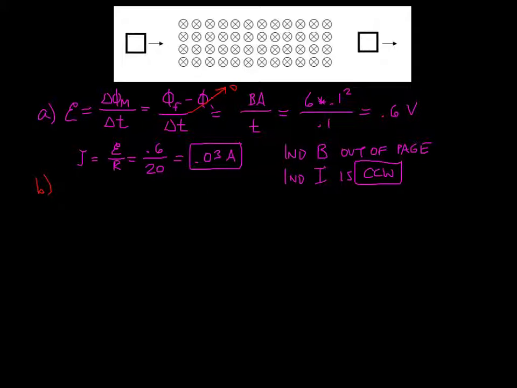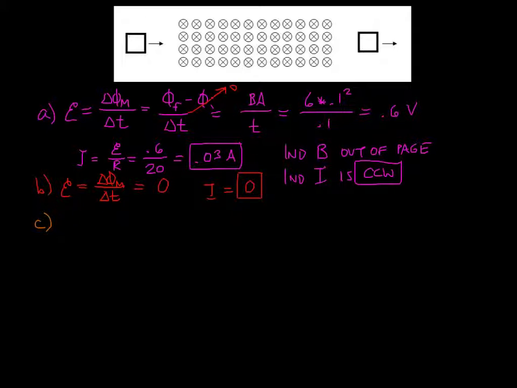Part B. Determine the magnitude and direction of the current induced in the wire loop while it is passing through the magnetic field. Well, the main thing to note here is that as it's passing through the magnetic field, nothing is changing. It's in the same magnetic field the whole time, so the change in magnetic flux is just equal to 0, which means the induced EMF is equal to 0, which means the induced current through Ohm's law is also equal to 0.